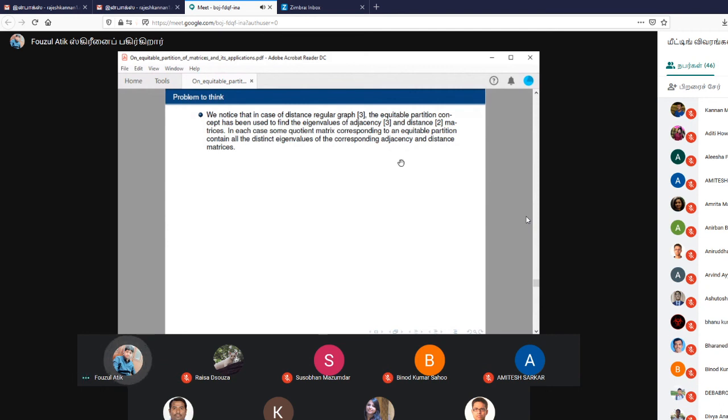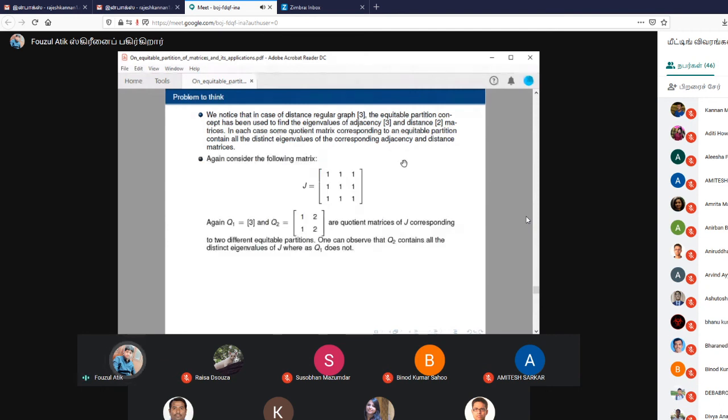Again, if we consider the simple one, the all-ones matrix J of order 3 by 3, we can partition the matrix in any way, right? If we take one partition set as 1, it has constant row sum, so one quotient matrix Q1 will be 3. Another one, if we consider two partition sets, x1 containing one element and x2 containing two elements, then we get another quotient matrix Q2.